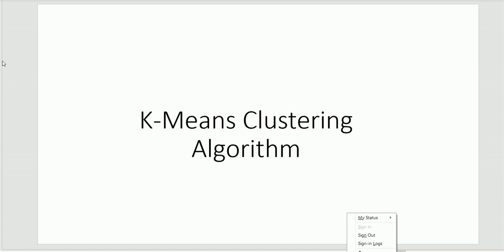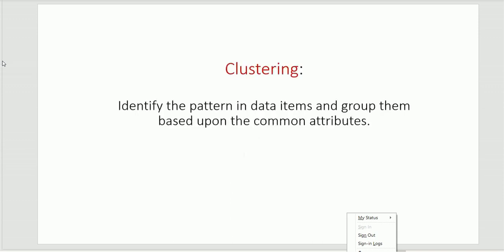So before we get into the K-means algorithm, we must know what clustering is. Clustering is nothing but identifying the pattern in data items. After identifying the data, we need to group them based upon common attributes. Each data item has some attributes, so we need to identify the common items and make them a separate group. Each data item goes into that group and forms a cluster. That is what clustering is.